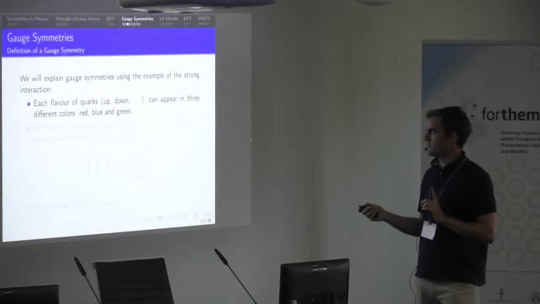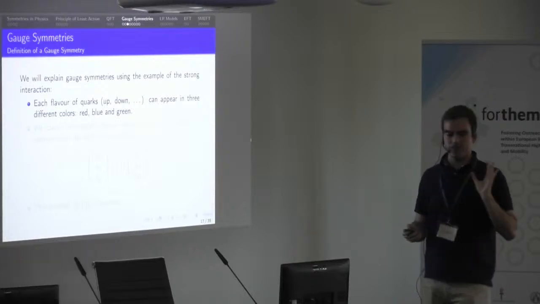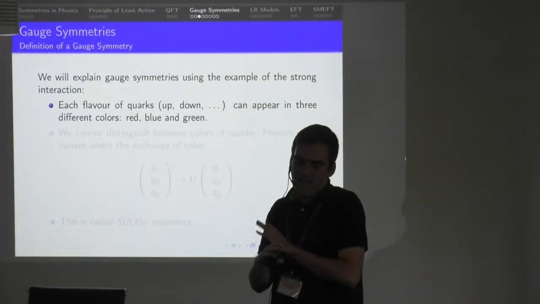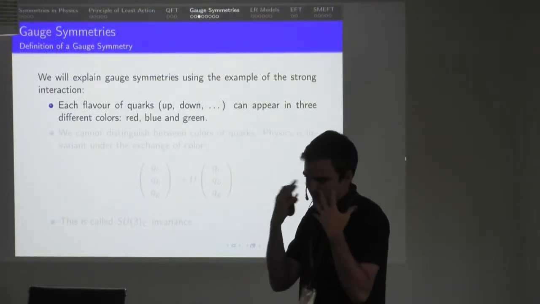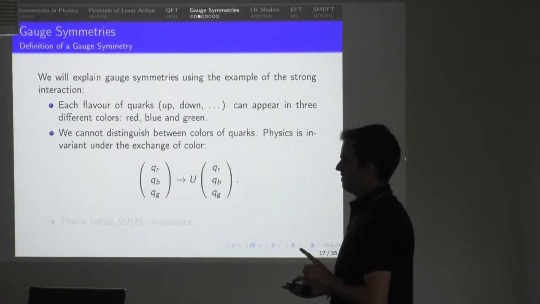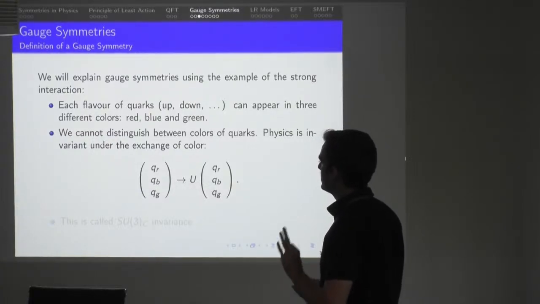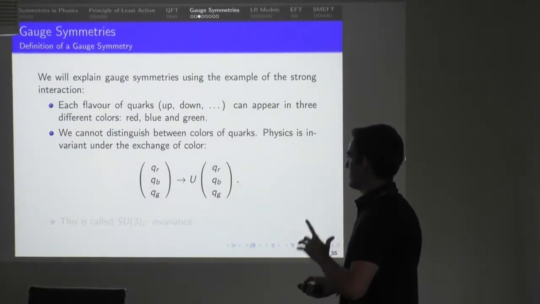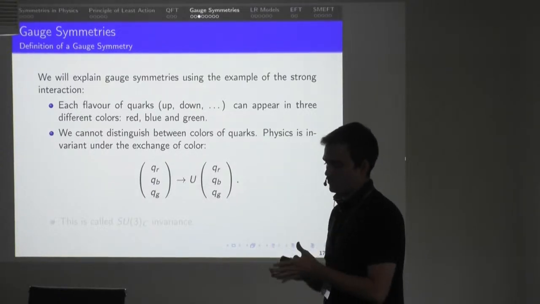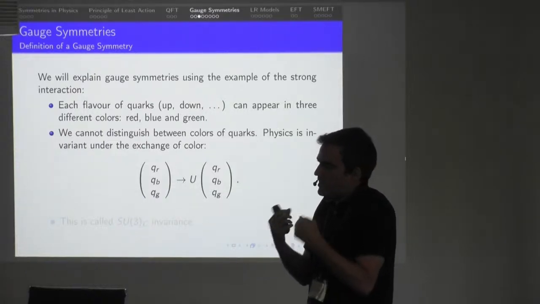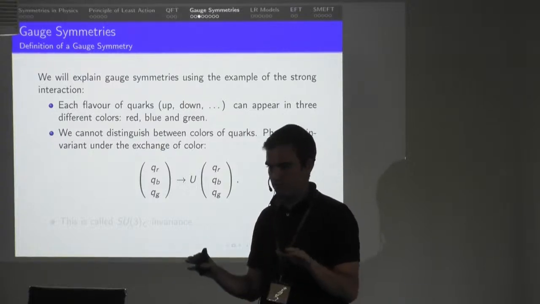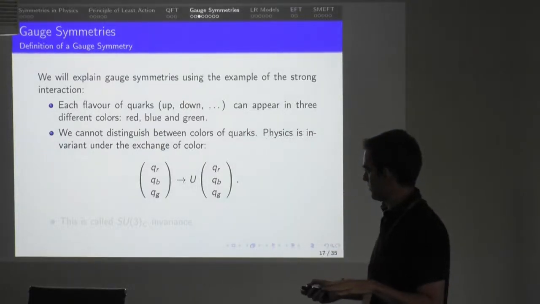And we know from experiments that they can appear in 3 different colors: red, blue, and green. Those colors have nothing to do with the colors that we see. It is just a name, a label. But we also know from experiments that we cannot distinguish between colors of quarks. I mean, physics is invariant under the exchange of color. I cannot measure whether a quark is green, blue, red. It is impossible. As far as we know, it is completely impossible.